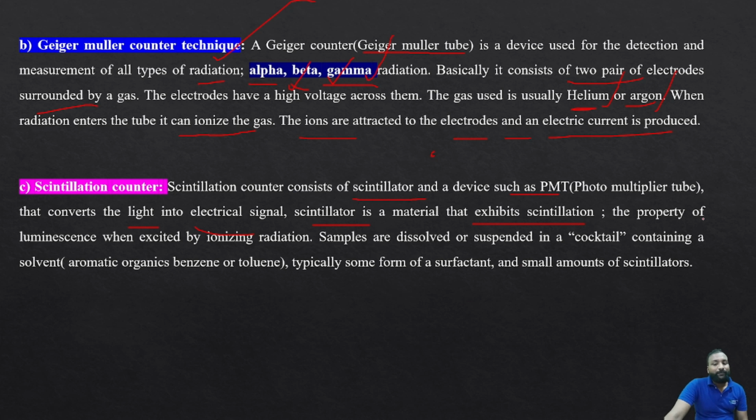It has the property of luminescence when excited by ionizing radiation, which is simply converting light into an electrical signal. Obviously, when we place some light in the scintillator, the light energy is converted into electrical energy, or an electrical signal. So based on the signal, or based on the peaks, we detect the compounds. Clear? Yes, so these are the three techniques for the detection of isotopes.